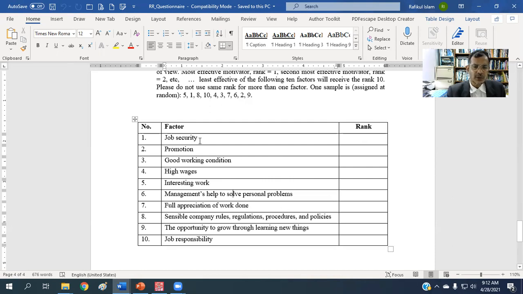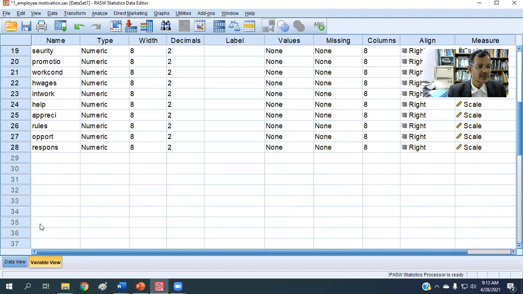Now, out of this 10, I will consider only one variable which I will be using for my demo on the Kruskal Wallis test, which is the opportunity to grow through learning new things. Okay, so the SPSS file is this one. I used a shortcut name, OPERT, that means opportunity to grow through learning new things.